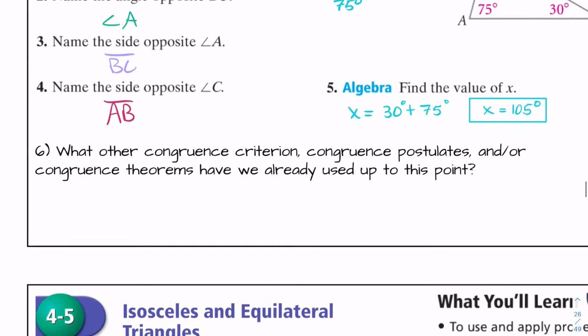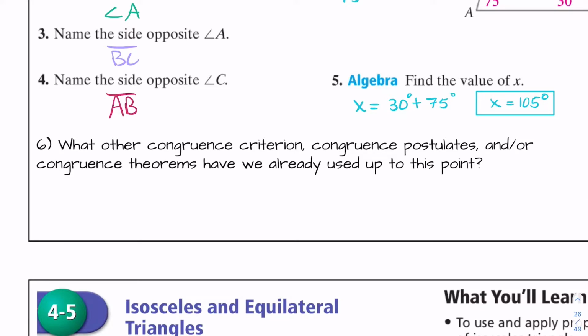What other congruence criterion have we used up until this point? We should know this by now. Side-side-side, side-angle-side, angle-side-angle, angle-angle-side, and the HL theorem.